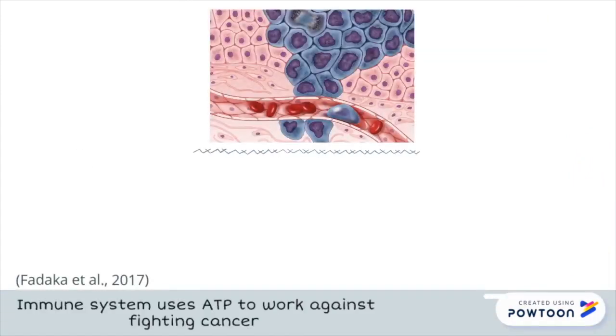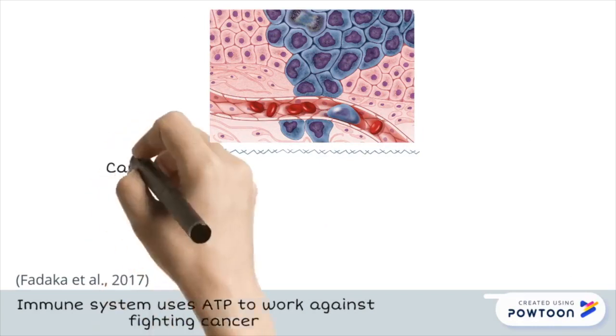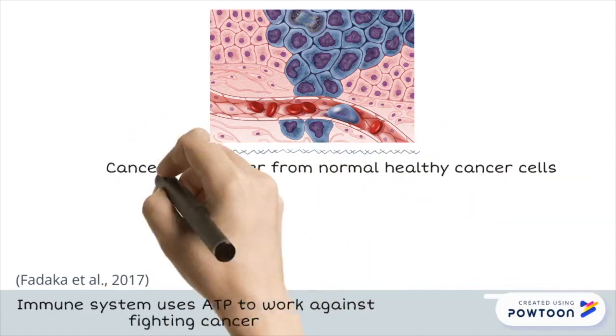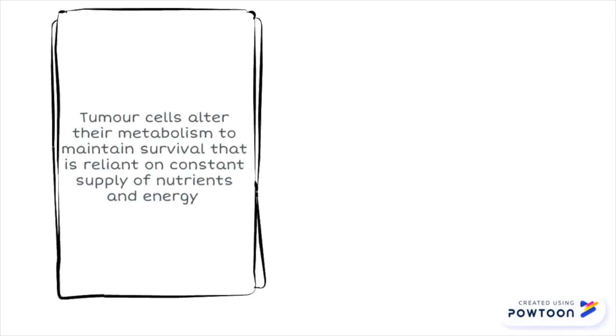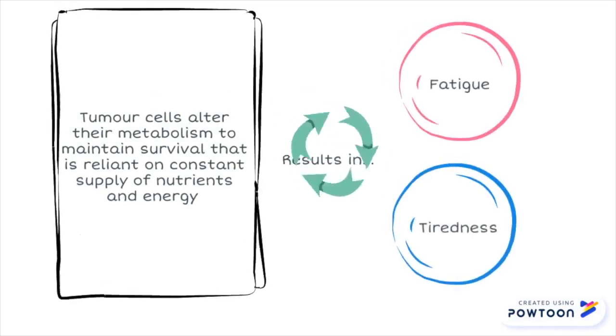Sudden and unintentional weight loss occurs in a number of different ways. The immune system uses energy, ATP, to work against the cancer, fighting the disease. Cancer cells differ from normal healthy cells in many ways. They derive most of their energy from glycolysis that results in using most of the body's ATP. Tumor cells alter their metabolism to maintain continuous survival that is reliant on the constant supply of nutrients and energy within the body. This results in tiredness and fatigue because the body has little to no energy due to its constant depletion from the cancer cells.